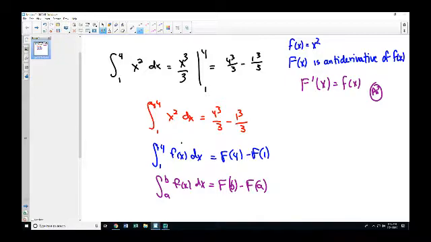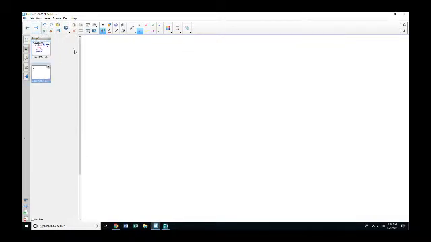Okay, here's the fundamental theorem of calculus. This is part 1, and we'll have a part 2 later. But this is officially the main one. We'll call it the FTC.